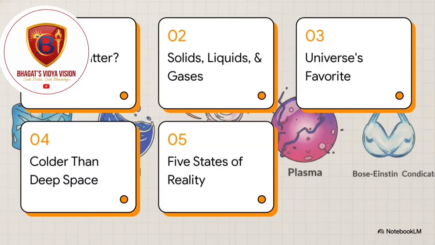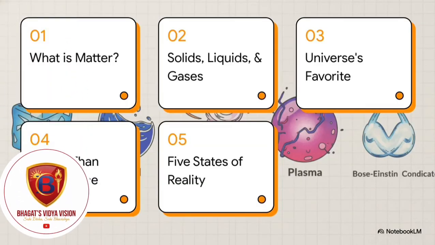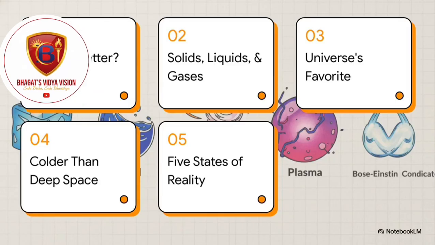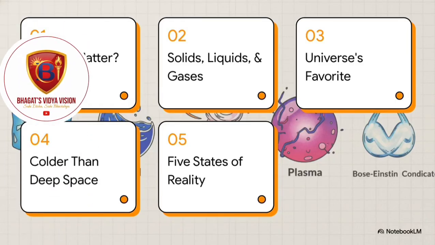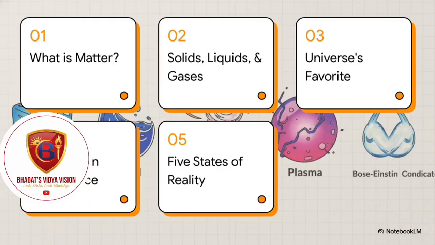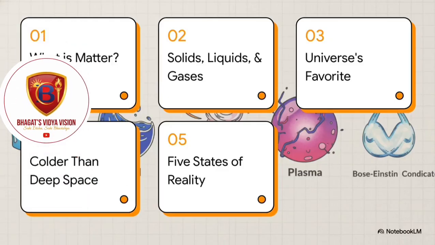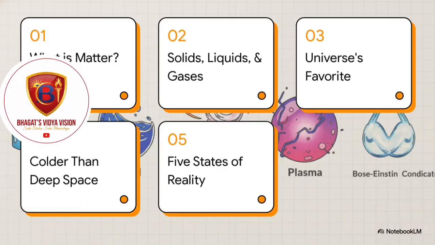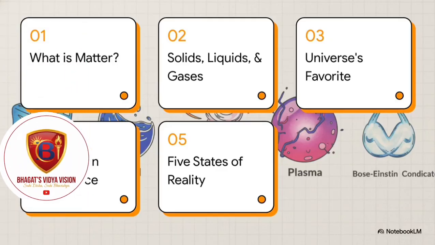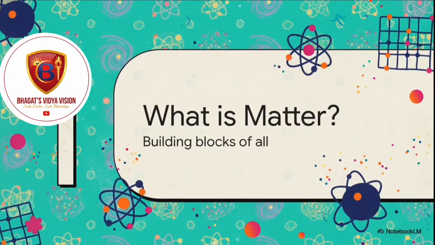All right, so here's the plan. We're going to start with what is matter. Then we'll cover the familiar stuff: solids, liquids, and gases. After that, we're going to check out the universe's favorite, plasma. Then we'll get really weird with colder than deep space. And finally, we'll wrap it all up with the 5 states of reality. It's going to be a wild ride for sure. All right, let's kick things off.